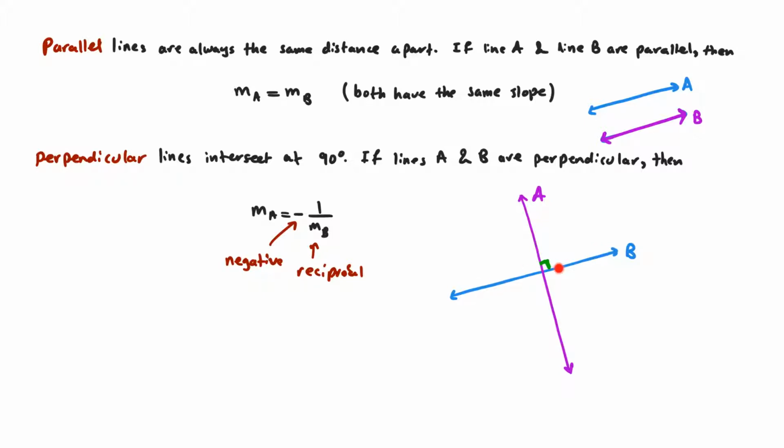And you can see that this makes sense because if this line over here, line B, has a positive slope, anything that's perpendicular to it will have a negative slope. And you can see if line B has a shallow slope, then line A will have a very steep slope, and that comes from the reciprocal part. Or vice versa, if line A has a very steep slope, line B will have a very shallow slope.